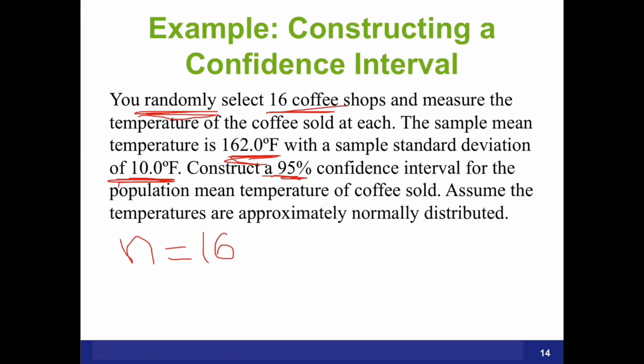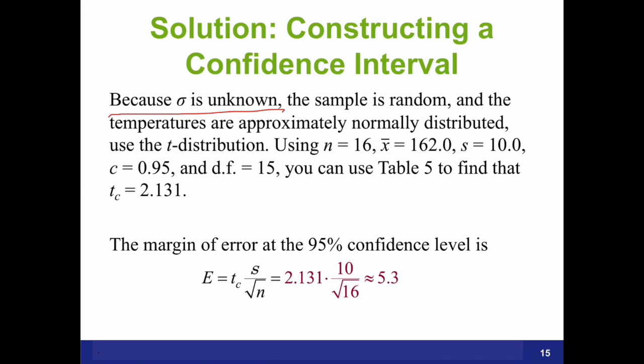And again, this is extremely important. Assume the temperatures are approximately normally distributed. Once we know that, then we know that for this sample size, 16, we can use the t-distribution to build the confidence interval. Sigma is unknown, the sample is random, and the temperatures are approximately normally distributed. Then we can use the t-distribution.